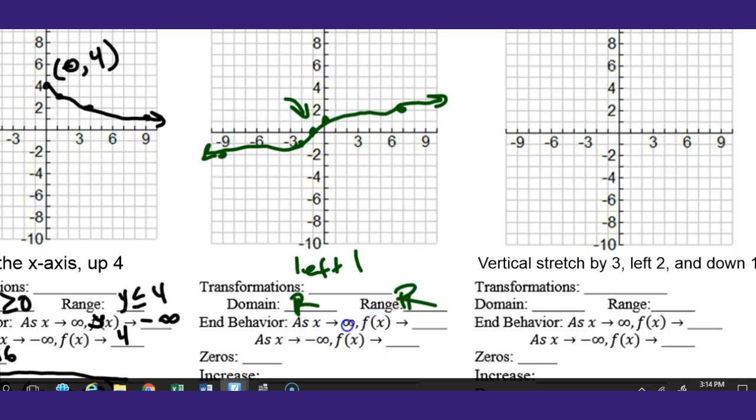Now, as X goes to the right, as X goes this way, where's the function going? Where's Y going? It's going up. So we say to positive infinity. The Y's will continue up infinitely. As X goes to the left, where's the graph going? It's going down. All right, it will continue negatively. So we say negative infinity. The zeros, we can see it just right here. X equals -1.